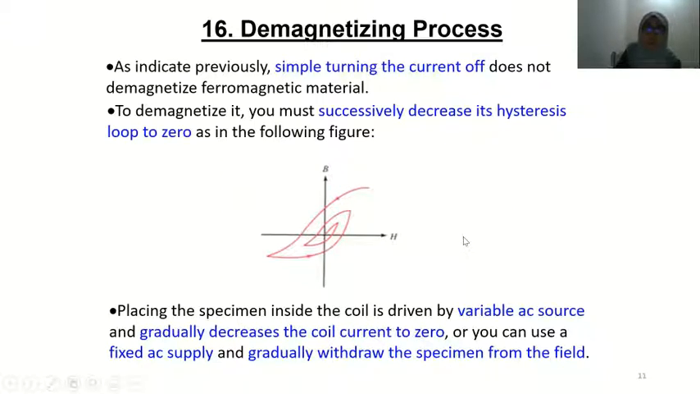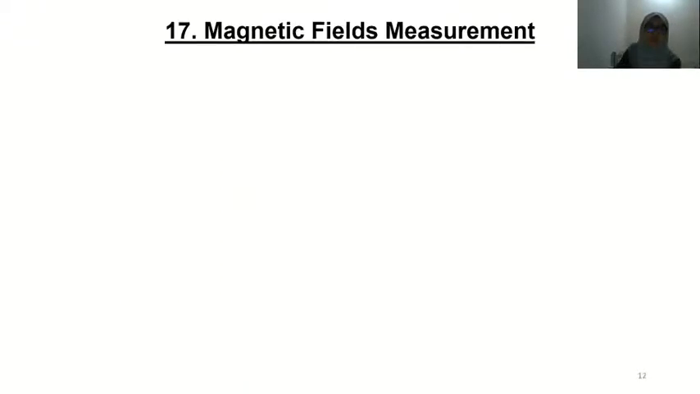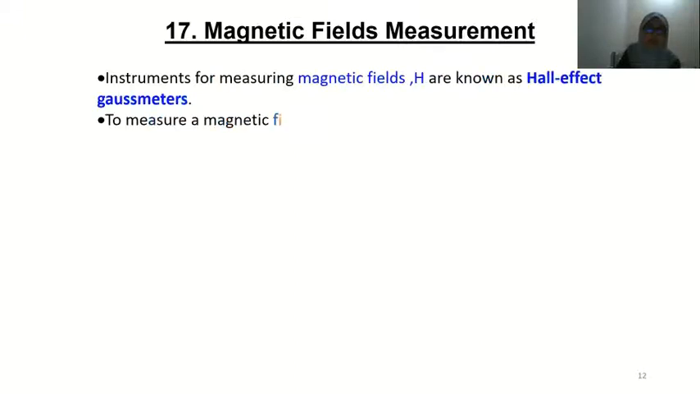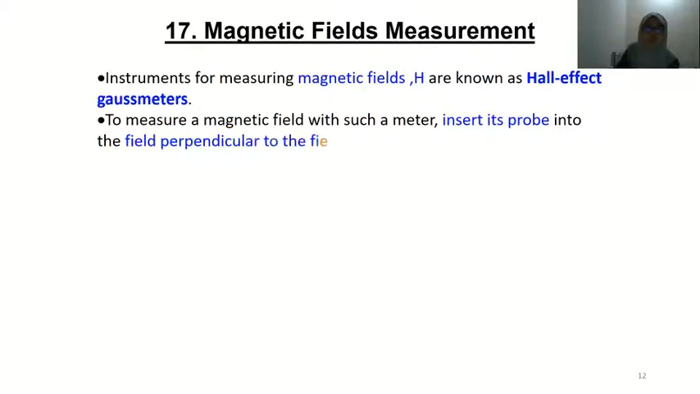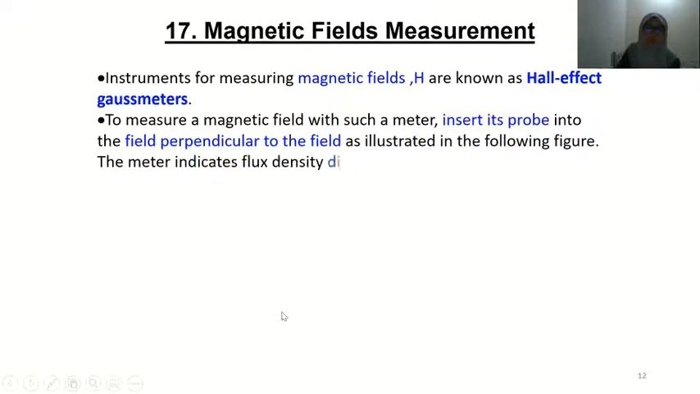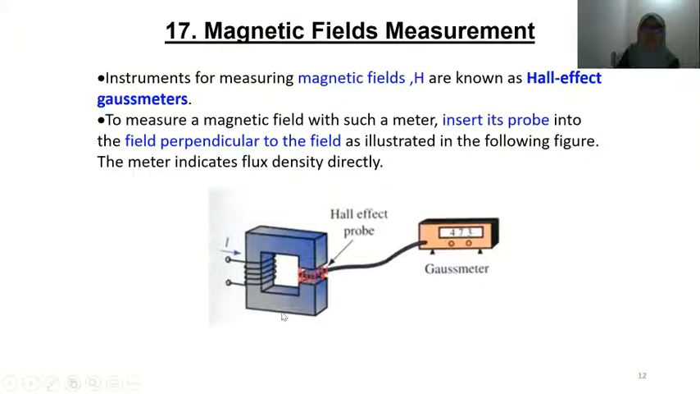The last topic is the measurement of magnetic fields. The instrument for measuring the magnetic field, or H, is known as a Hall effect gaussmeter. To measure the magnetic field with such a meter, we just insert the probe into the field, perpendicular to the field, as illustrated in the following figure. The meter will indicate the flux density directly. So we can now measure the magnetic field value.